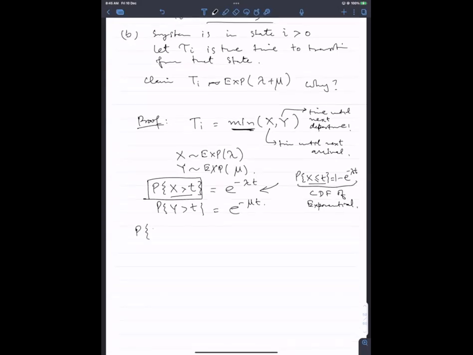Now we are almost done. Ti is greater than t is equal to the probability that min of x comma y is greater than t. When I say min of x comma y is greater than t, iska kya matlab hai? Unme se jo chota wala hai wo t se bada hai. Iska matlab hai dono ke dono t se bade.